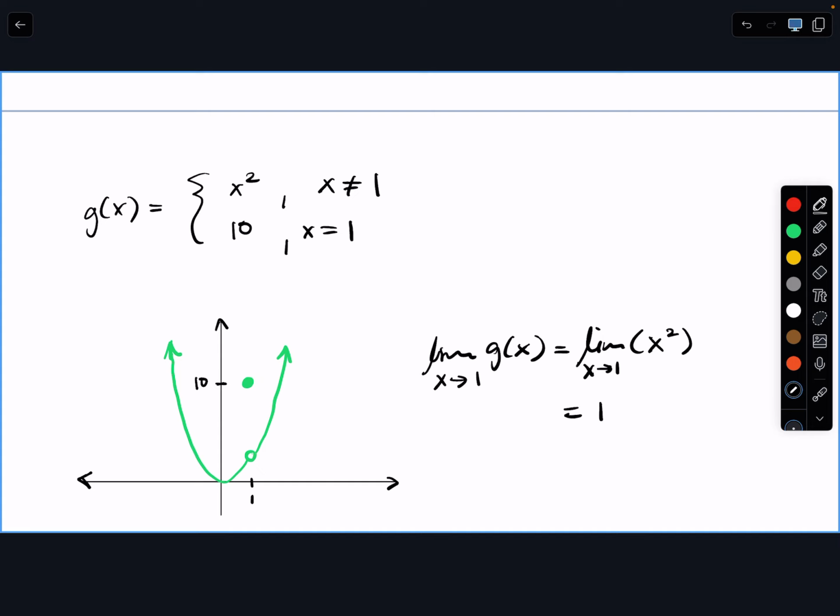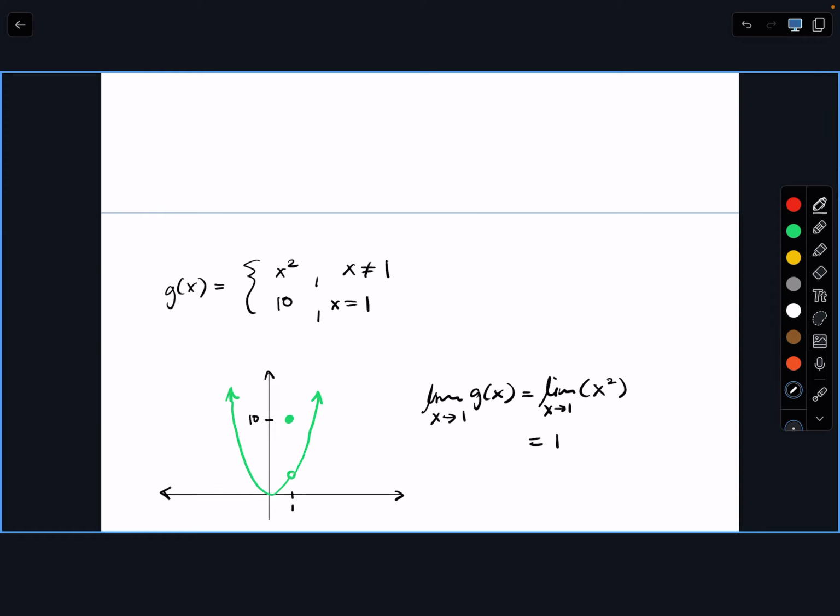Because the graph looks like this rule everywhere except for at this single point. But for a limit, we don't care what's happening at the x value. We care what it seems like the function is trending towards. Do you guys kind of follow where I'm going with this?